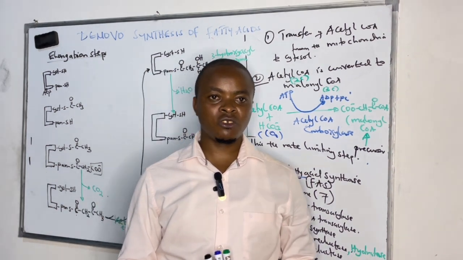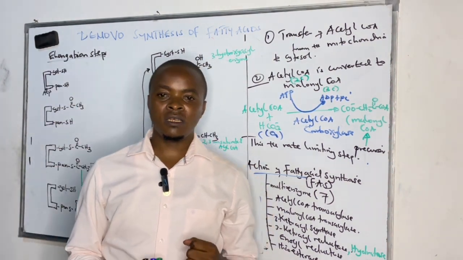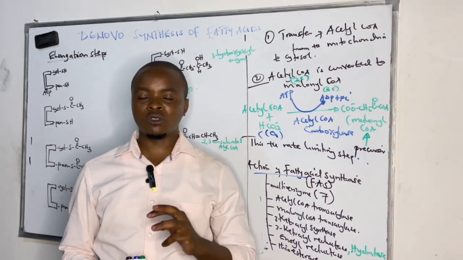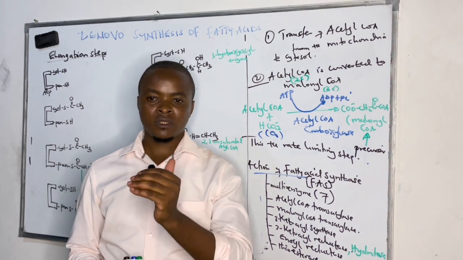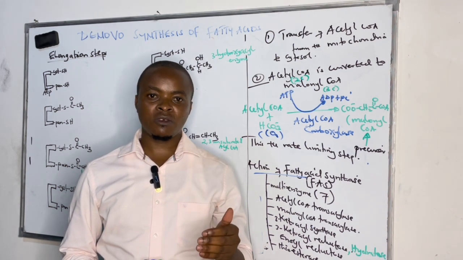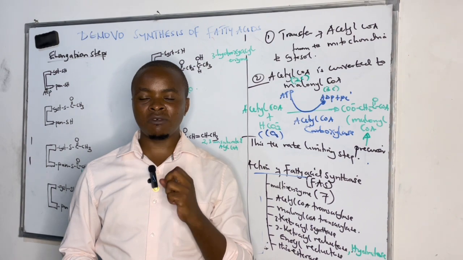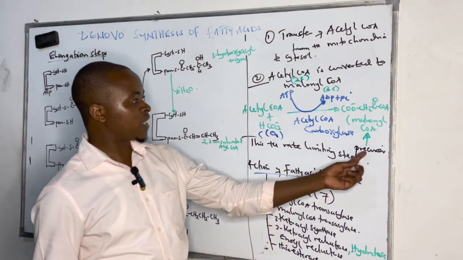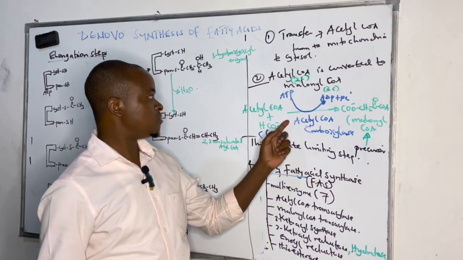And in this session we want to continue talking about de novo synthesis. In part 1, we have seen where it occurs, we have seen what triggers it, and we have seen the first 2 steps. That is transfer of acetyl-CoA from the mitochondria to the cytosol. And we also saw how this acetyl-CoA is converted to malonyl-CoA, which is a 3-carbon. And we said that this is a rate limiting step, and it is the precursor. So whenever I want to limit fatty acid synthesis, I can limit using step number 2.